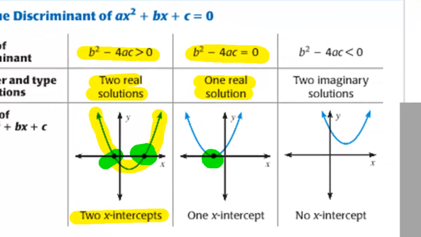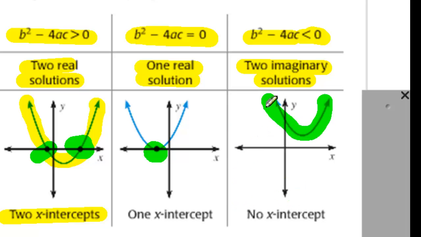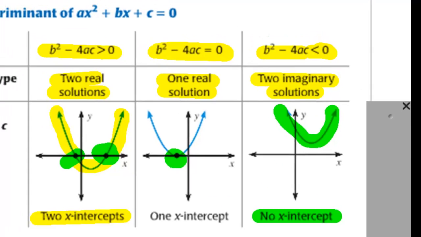And lastly, if we had our discriminant b squared minus 4ac and it turned out to be negative, that means we'll have two imaginary solutions, and that means if we're graphing our quadratic function, it doesn't even cross the x-axis at all. It would be opening up like this, completely above the x-axis, so it would have no x-intercept.